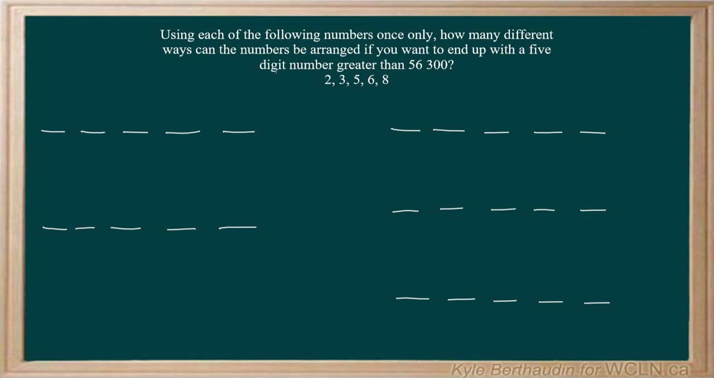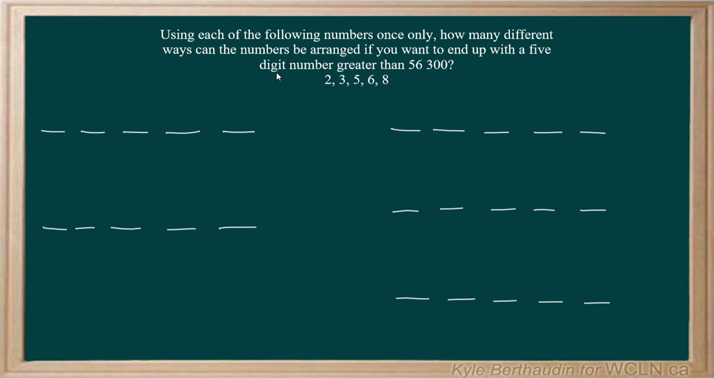Using each of the following numbers once only, how many different ways can the numbers be arranged if you want to end up with a 5-digit number greater than 56,300? The numbers that we can choose from include 2, 3, 5, 6, and 8. To solve this, we're going to look at 5 different cases to determine how many different numbers we can create.